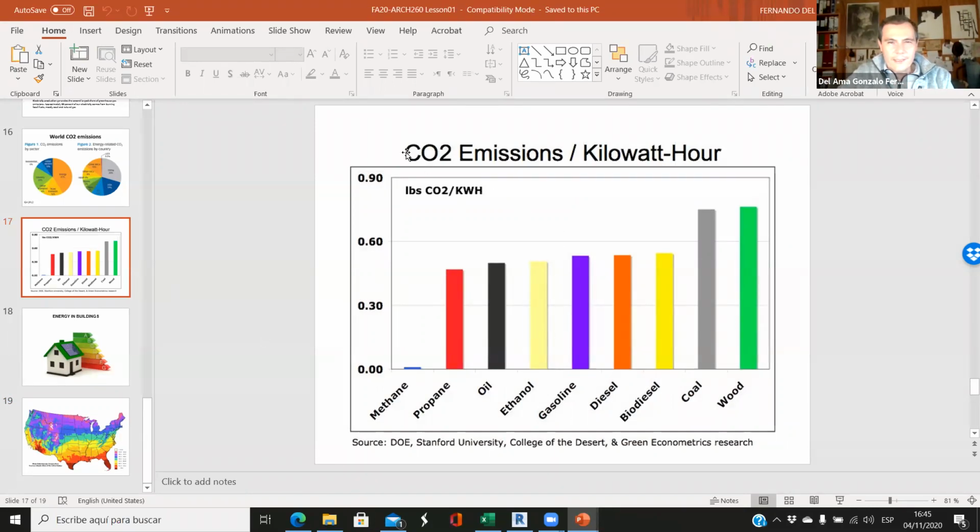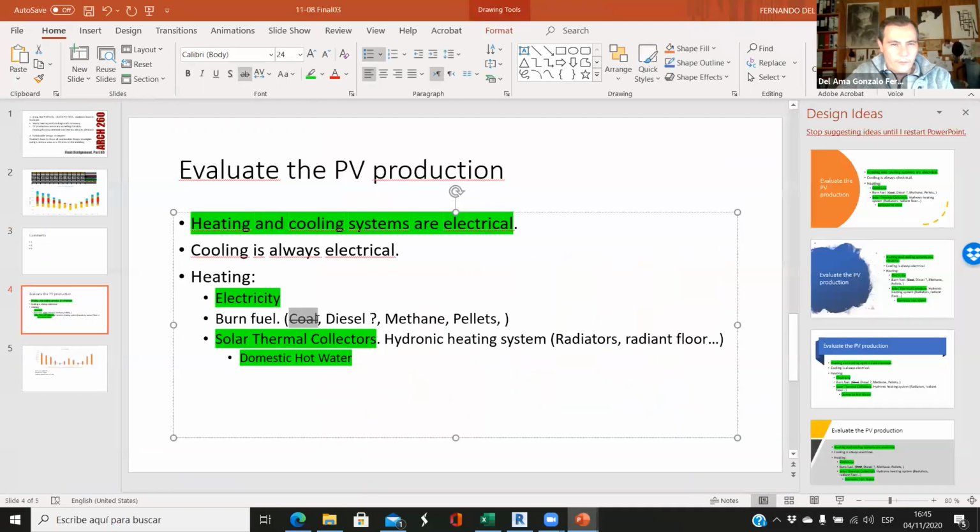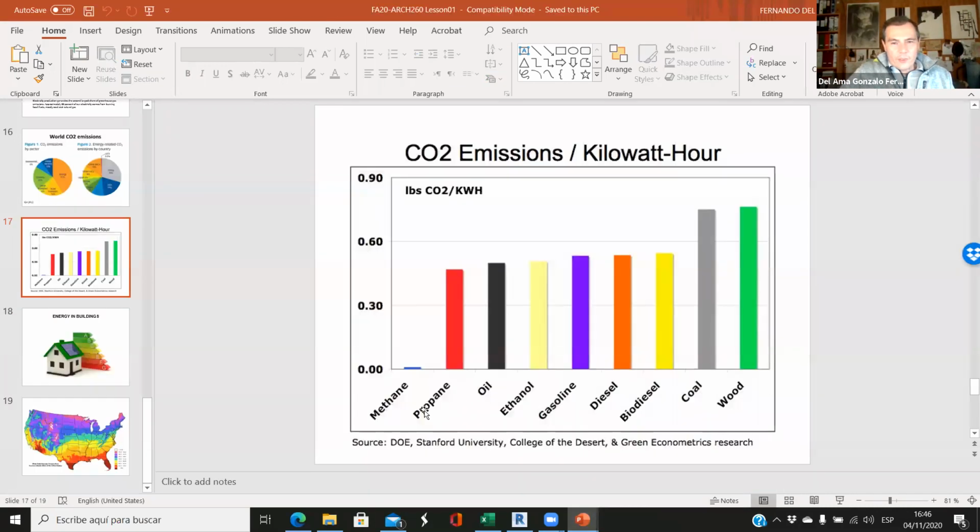And this is the graphic that we have to remember now. You remember that this is the CO2 emissions of different fuels. So we have coal, and if we are retrofitting a house and we find a coal boiler, this is the first measure that we have to take. Get rid of the coal boiler and replace it by what? There are two options. We can replace it by a methane or a gas boiler, because in terms of CO2 emissions it's efficient, but methane is not renewable.